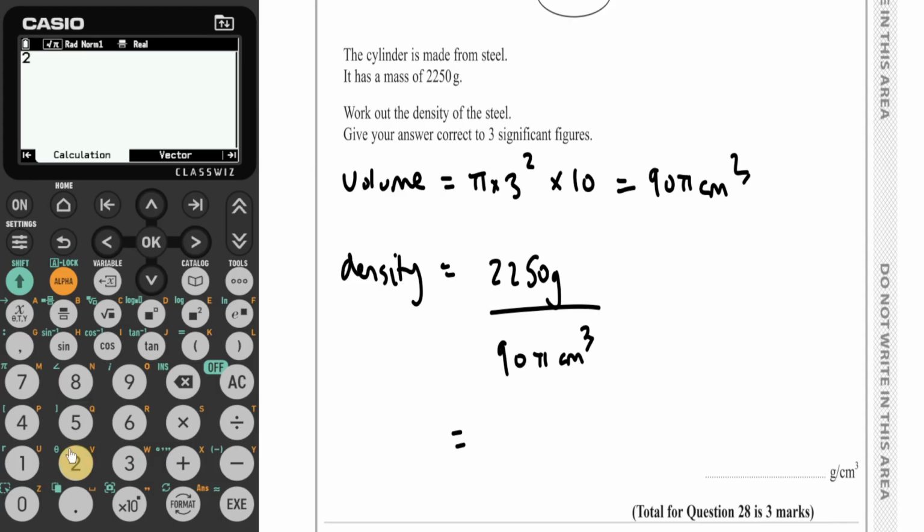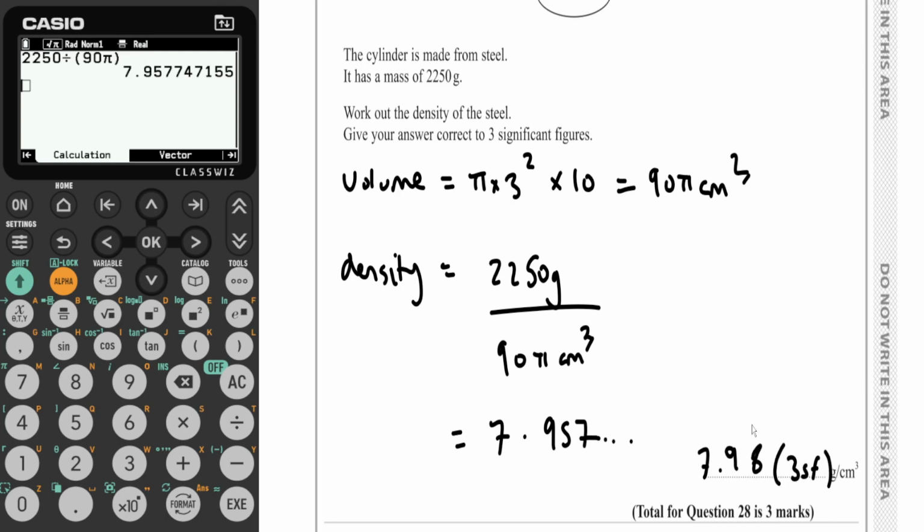So if I do 2250 divided by 90 pi, we get 7.957, etc. So to 3 significant figures, we have 7.96 to 3 significant figures.